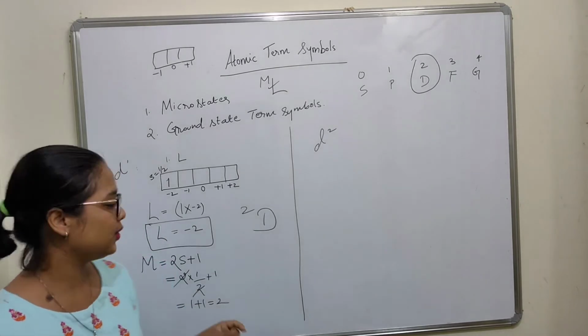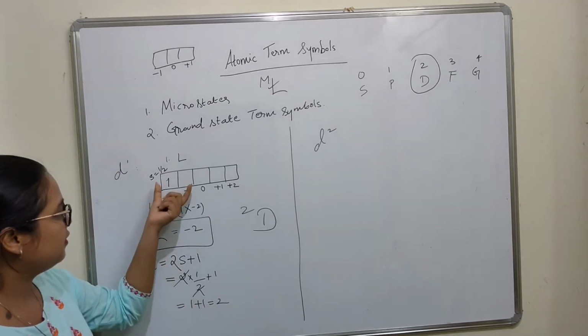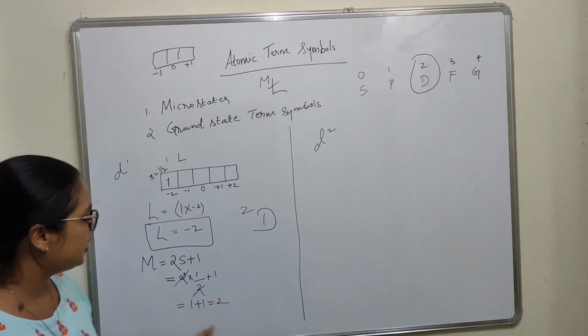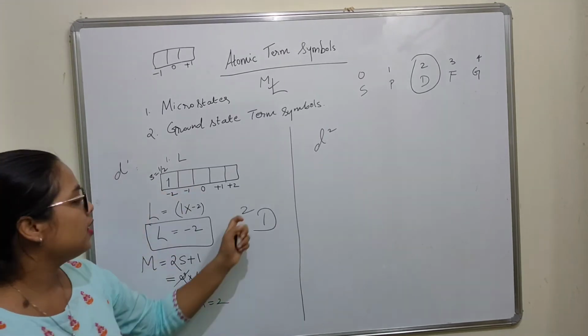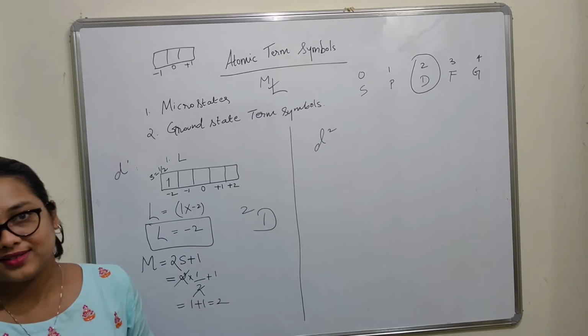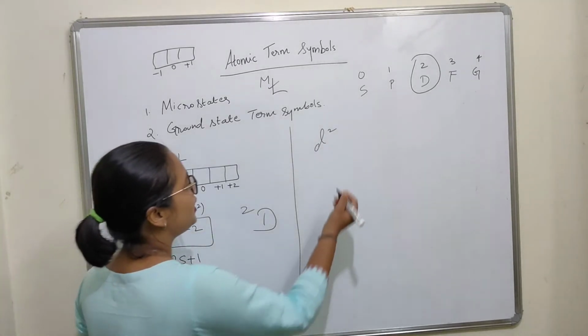As simple as that. So that's it, what you have to know. Start with L, get the alphabet. Next you move ahead to M. See how many unpaired electrons are present, calculate and put that value over here. That's about it. Let's go ahead and move to D2.